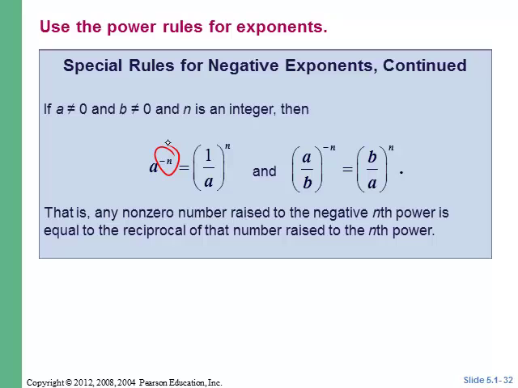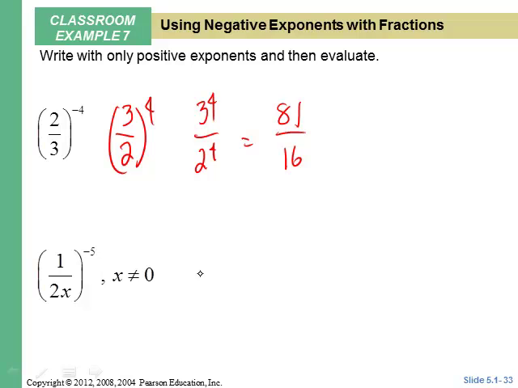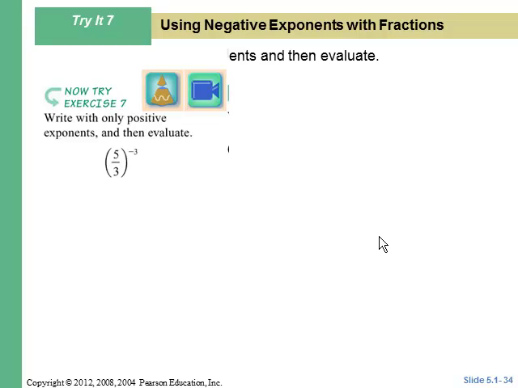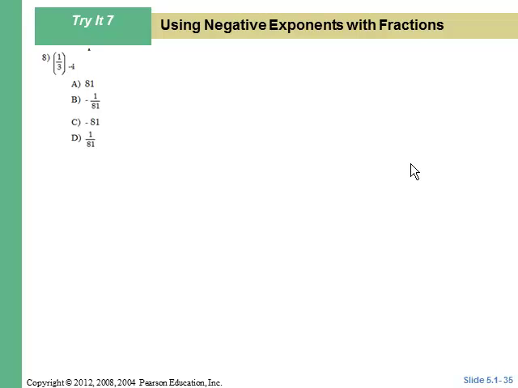Now, if you have a negative sign, remember you're going to switch numerators and denominators around. So this is 3 over 2 to the 4th, which is 3 to the 4th over 2 to the 4th. 3 to the 4th is 81, 2 to the 4th is 16. This is 2x to the 5th, which is 2 to the 5th is 32, x to the 5th. How about this one? That's 3 goes on top, 5 goes on the bottom to the 3rd. 3 to the 3rd is 27, 5 to the 3rd is 125. And this one, the negative sign makes it positive 3 to the 4th, which is 81.